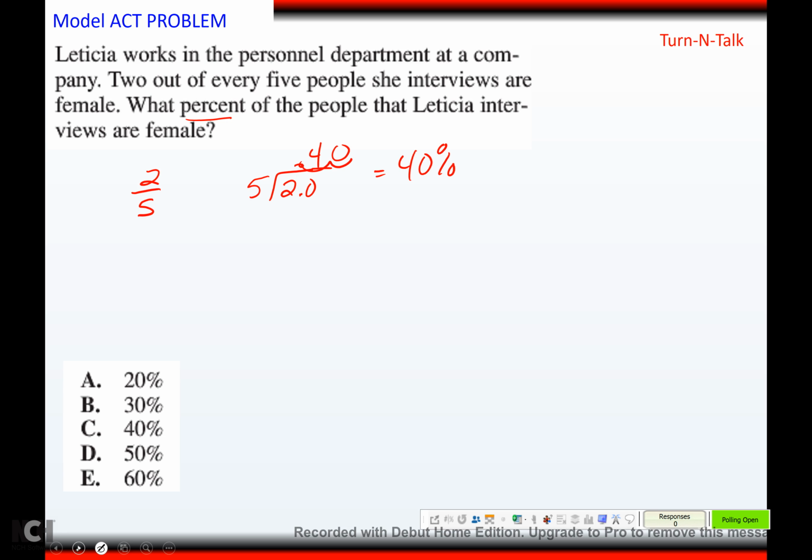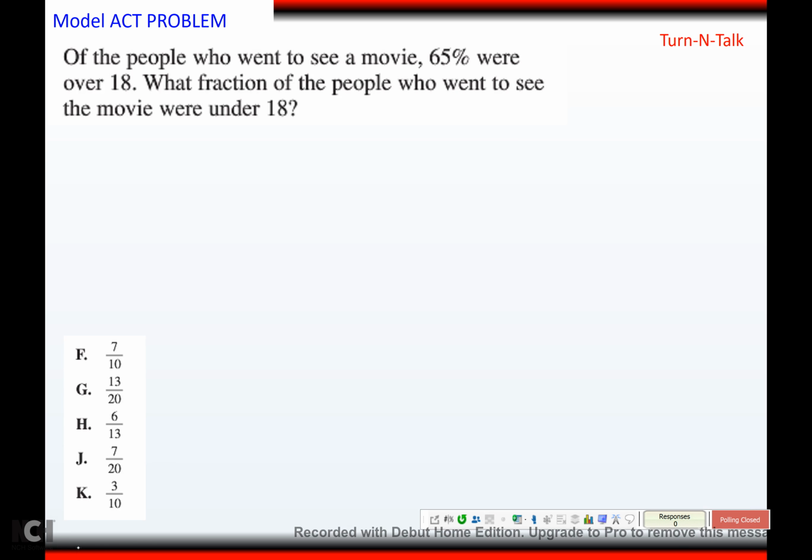Okay? Alright, try this one. Hit pause. Come back when you're ready. Hopefully you got 7/20.